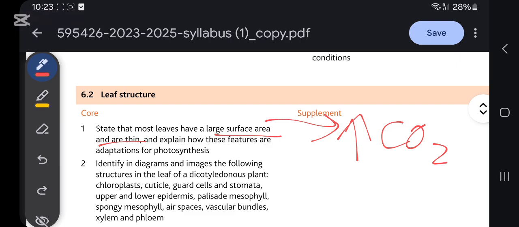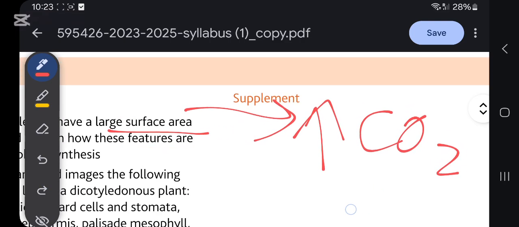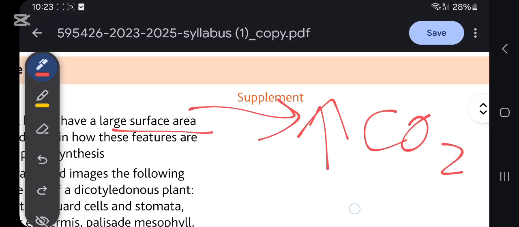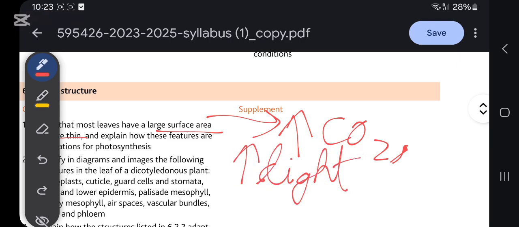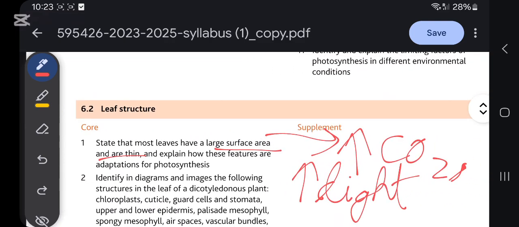Respiration is always taking place in the plant, and when there's light, photosynthesis takes place, and if there's no light, photosynthesis does not take place. So carbon dioxide can diffuse into the leaf. Another reason is that a large amount of sunlight, increased light, can fall onto the leaf and can penetrate through the upper epidermis. We'll see that right now. And why are they thin?